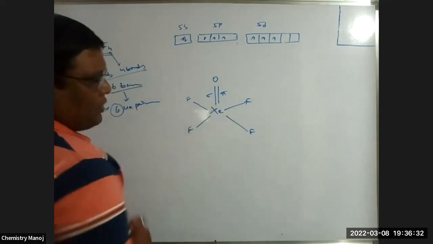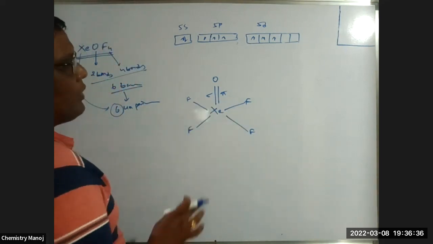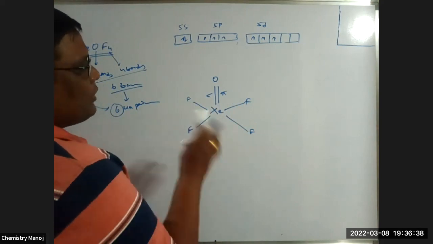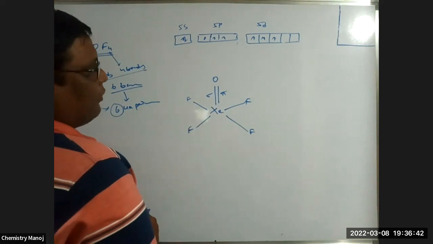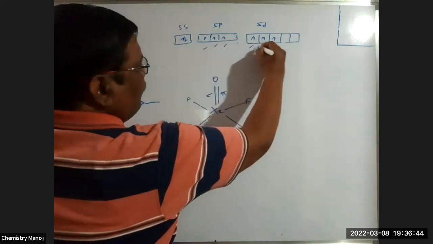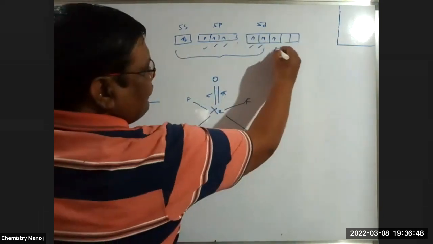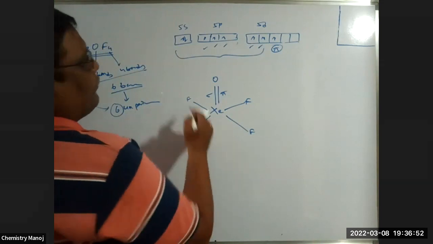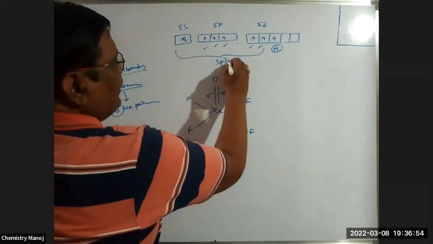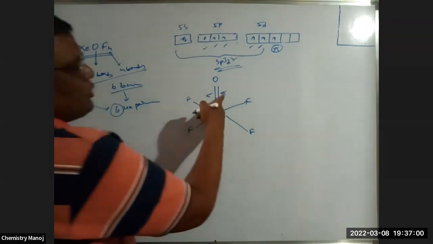So is there any pi bonds? No, they are all sigma bonds. That means how many sigma bonds totally available? 5. That means 1, 2, 3, 4, 5. These are involved in the hybridization, sp3d2. This is left for pi bond formation. Therefore sp3d2 hybridization. Yes, sir. This pi bond is a p pi d pi bond.